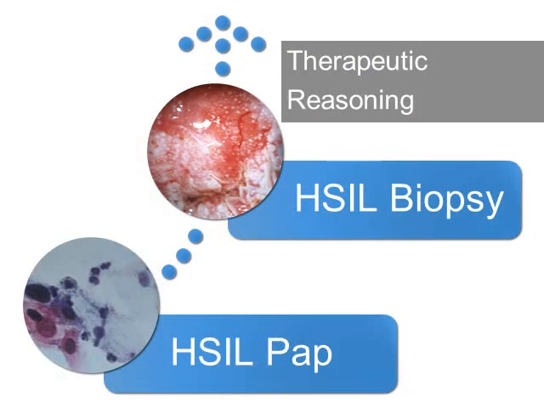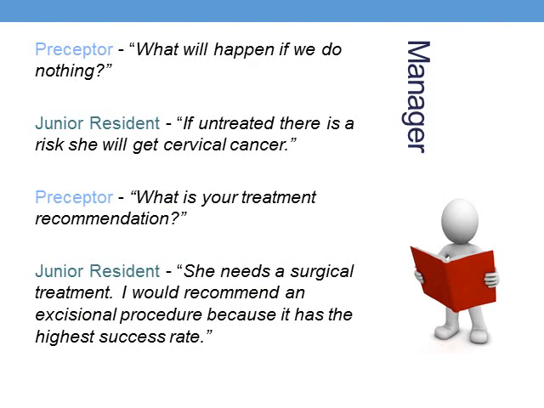Okay, let us return to my clinical scenario to illustrate the different levels of therapeutic reasoning. I introduced you to an 18-year-old woman with a diagnosis of a high-grade squamous intraepithelial lesion on her cervix. So the preceptor asked the junior resident, "What will happen if we do nothing?" The junior resident replies, "If untreated, there is a risk you will get cervical cancer." The preceptor reviews the treatment options with the resident and asks for a final recommendation, and the resident recommends a surgical intervention. They believe it has a high success rate.